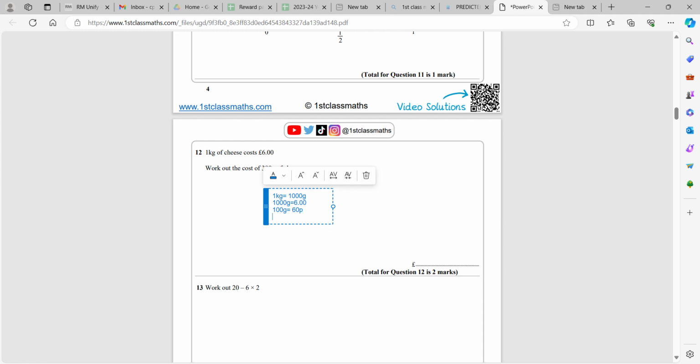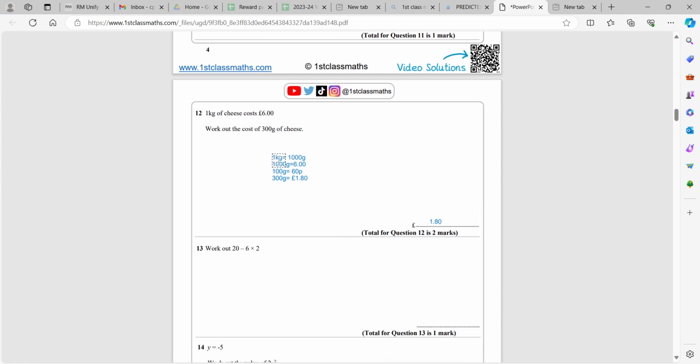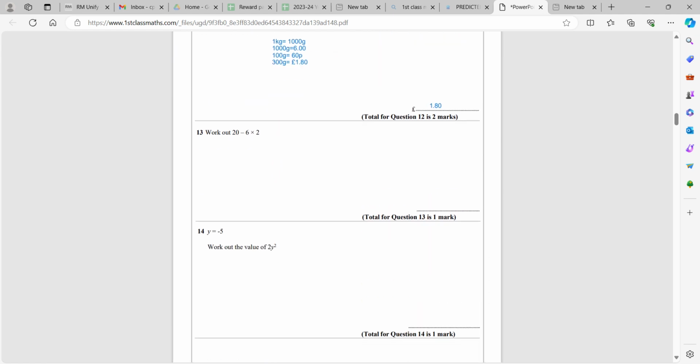So if 100 grams is 60p, 300 grams is going to be 60p times 3, which is going to give me £1.80. So my amount here is £1.80. Marks wise, if you've done 1,000 grams equal to £6 and then tried to divide that down before multiplying up, you would still get a mark for that.